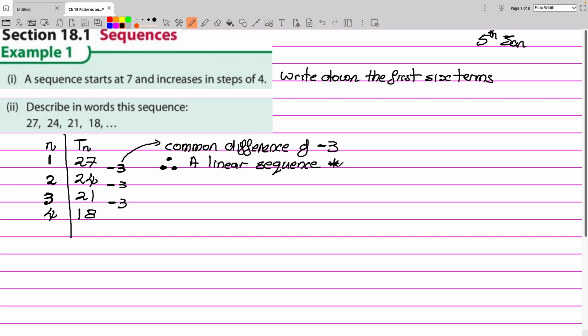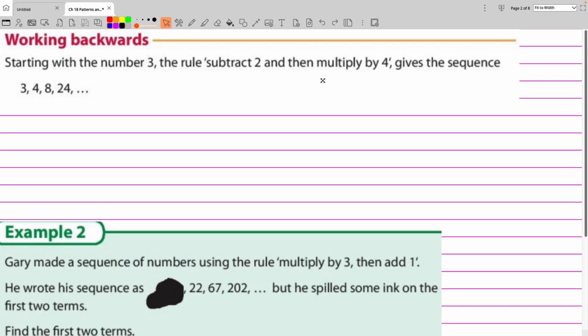difference of -3. Now, this is not part of the example, but it is part of higher level. And as soon as you identify something has a common difference, it has a special name, and you need to know what that special name is. And you put a therefore symbol, which is the triangle with 3 dots in it, and you say, therefore, a linear sequence. A linear sequence.